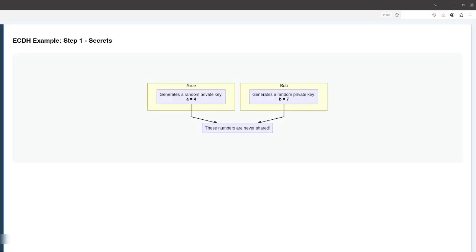ECDH example. Step 1: Secrets. Following the same recipe, Alice and Bob must first invent their own private secrets. To keep things comparable, we will use small numbers again. Alice chooses her private key, a equals 4. Bob chooses his private key, b equals 7. As before, these numbers are kept completely secret and are never transmitted.